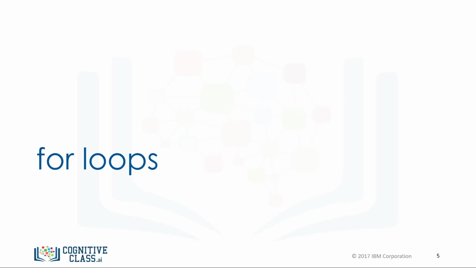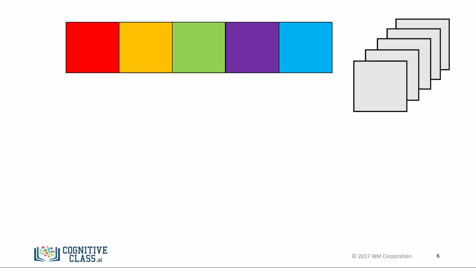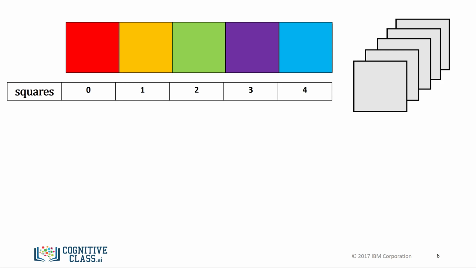In this section, we will cover for loops. We will focus on lists, but many of the procedures can be used on tuples. Loops perform a task over and over. Consider the group of colored squares. Let's say we would like to replace each colored square with a white square. Let's give each square a number to make things a little easier, and refer to all the group of squares as squares.